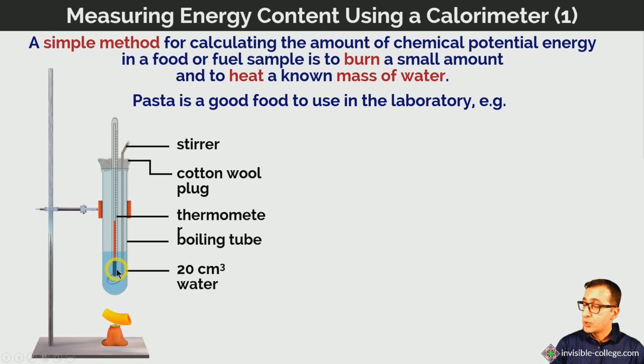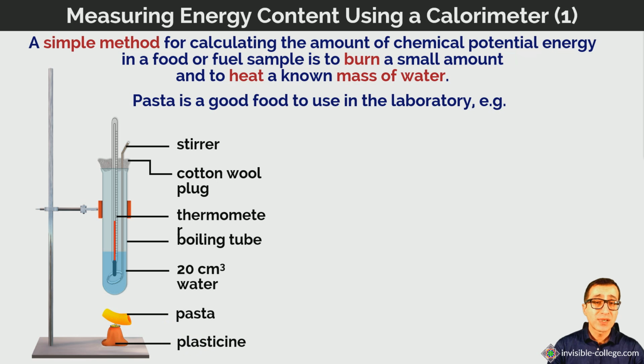So typically we would use a known quantity of water. In this case we're using 20 centimeters cubed of water. Now remember that water has a density of 1 gram per cubic centimeter, and so if we know the volume of the water in centimeters cubed, it's numerically equal to its mass in grams. So we suspend the pasta by a drawing pin which is placed upon a lump of plasticine, and this allows the pasta to burn completely, the top and the bottom of it as well.